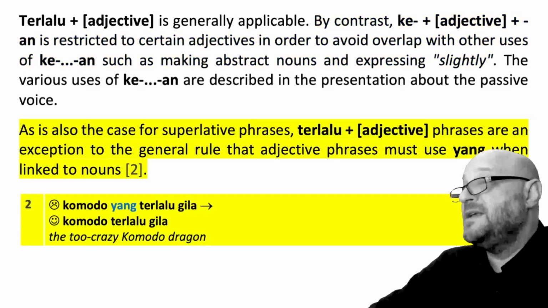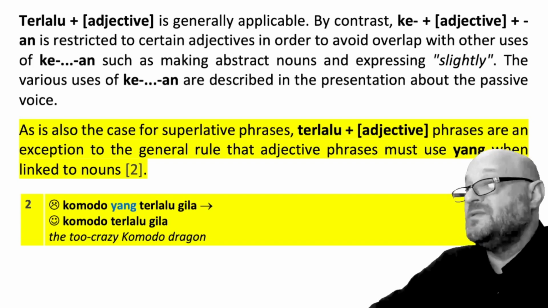As is also the case for superlative phrases, terlalu adjective phrases are an exception to the general rule that adjective phrases must use yang when linked to nouns. So it's awkward when you say Komodo yang terlalu gila. It's a phrase, two words, terlalu gila. Better to say Komodo terlalu gila, the too crazy Komodo dragon.